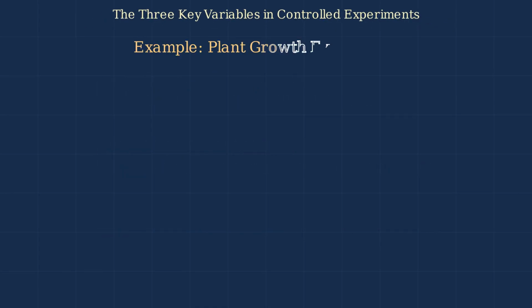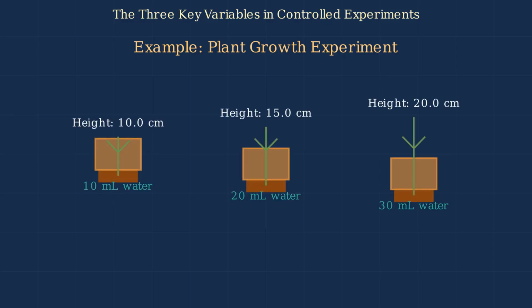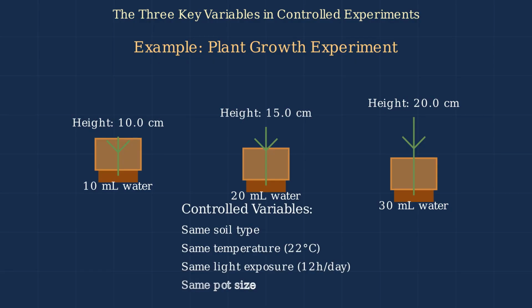Let's look at a concrete example, a plant growth experiment. In this experiment, the independent variable is the amount of water given to each plant. The dependent variable is the height of the plants, which we measure to observe the effects of different water amounts. To ensure valid results, we control all other variables that might affect plant growth.